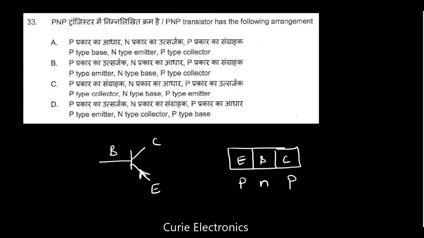Now the base is of N type. Which option matches this? Option B: P type emitter, N type base and P type collector. So option B is the right answer. Correct, because emitter, base, collector is a PNP, which means the base is N type, and the emitter and collector are P type semiconductor material.